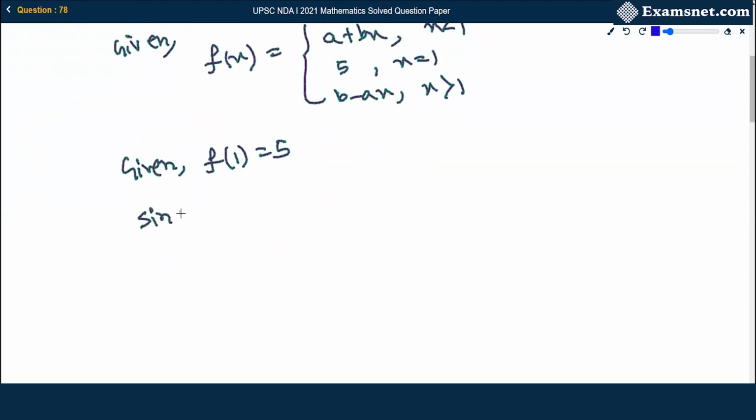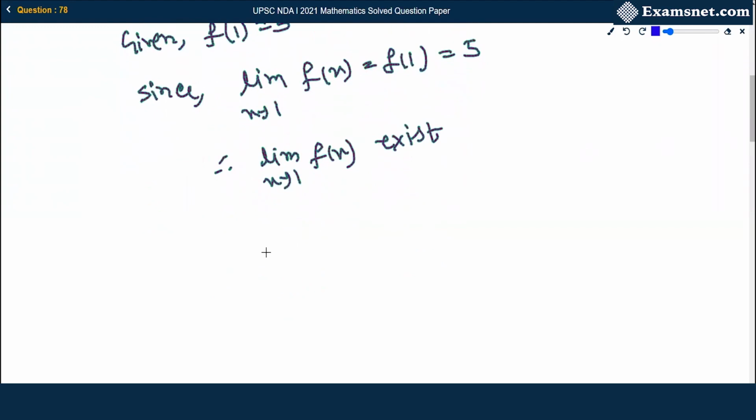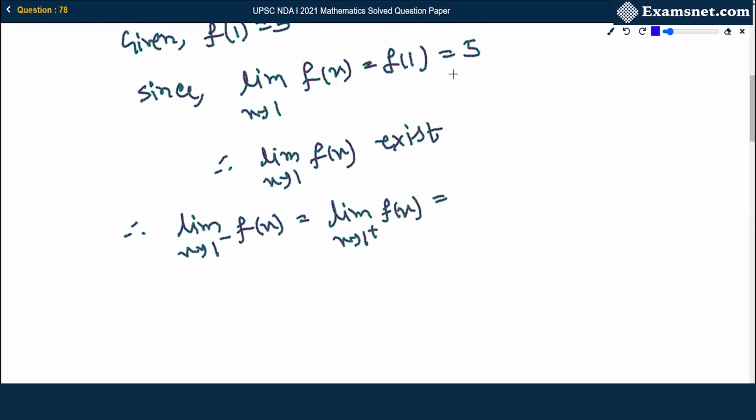So since limit x tends to 1, f of x equals f of 1 equals 5, therefore limit x tends to 1 f of x exists, right? And since it exists, we can write that the left hand limit equals the right hand limit, that equals obviously 5.